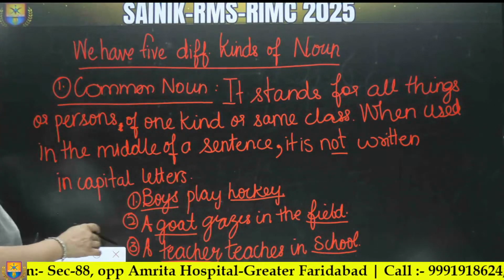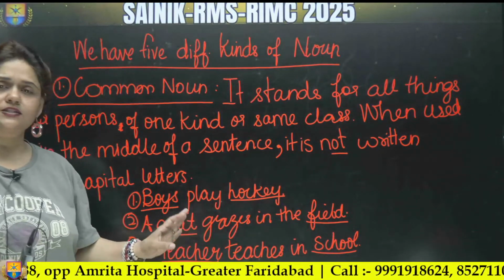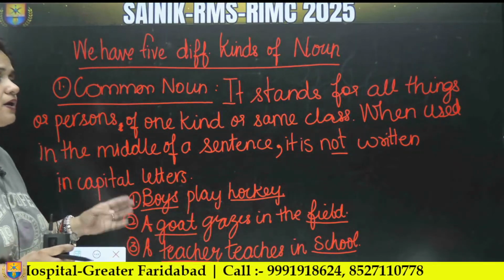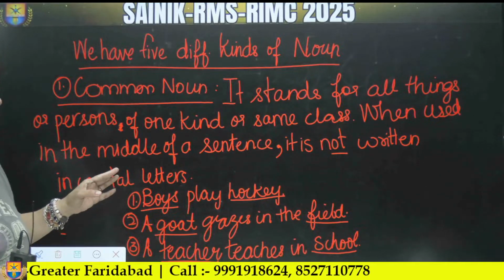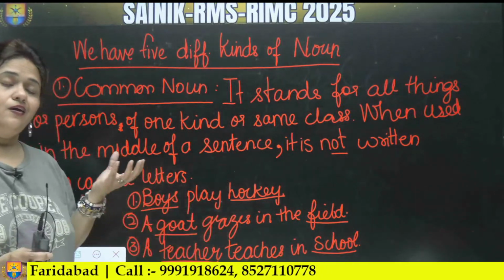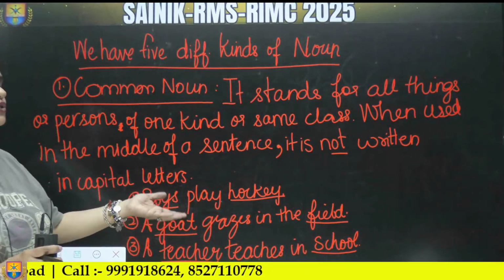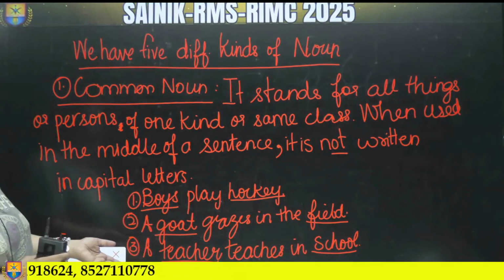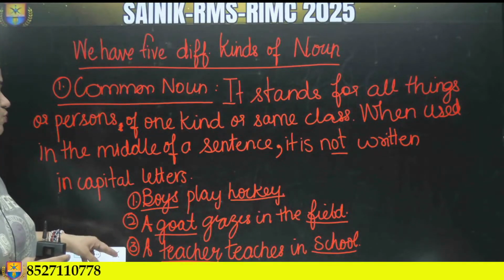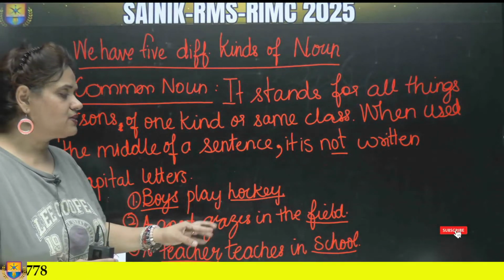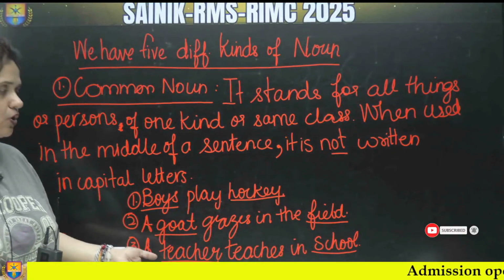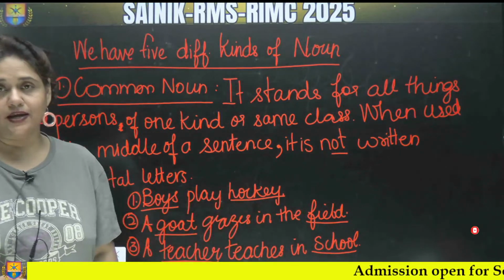Now what do you understand by these sentences? Let's go one by one. Boys play hockey. Boys come under person. Hockey, it's an instrument which is used for playing the game hockey. So it is a thing. So that's a common noun. Number 2, a goat grazes in the field. What is a goat? It's an animal. So it's a common noun. What is a field? It's a place.